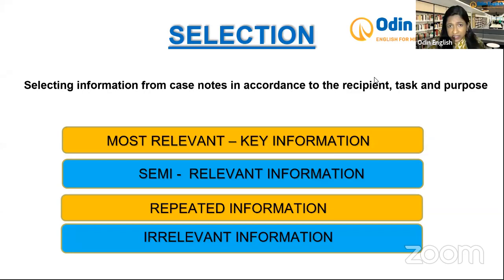Now, last one is irrelevant information. Irrelevant information are the things that are not at all related to the given task. I'll give you one example. A patient came with myocardial infarction and you are sending him for urgent evaluation, and the patient had a fracture of humerus 10 years back. So that is there in your case note.